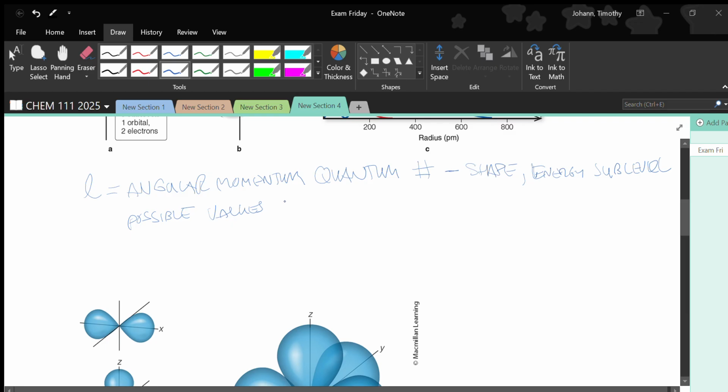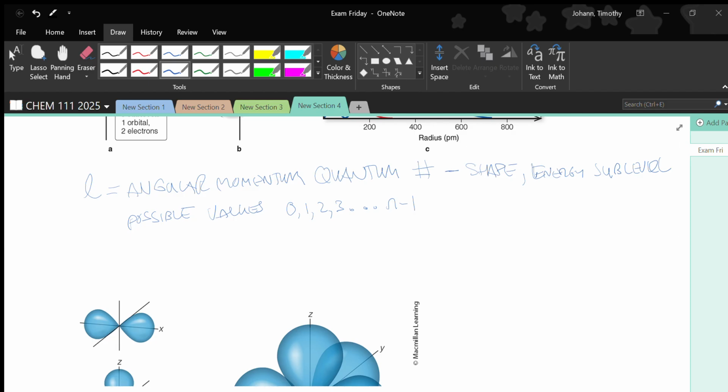So possible values are going to be 0, 1, 2, 3, out to n minus 1. All right, so this is telling you, when we say n, that's our principal quantum number. When we go back to our principal quantum number, it limits how many of these sublevels we can have. Okay.